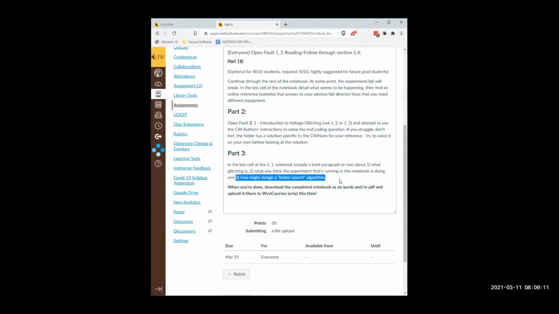When you're done, you're going to upload the notebook and/or PDF. If you want to do both, I'm fine with that. You're going to upload at the very least these notebooks back to WildCourses. I think WildCourses only allows one file, so you'll probably have to zip them. I think that's still a thing in WildCourses. If it's not, you upload them individually. If it only allows you to upload one thing at a time, you'll have to compress or zip and upload. That seem fair?